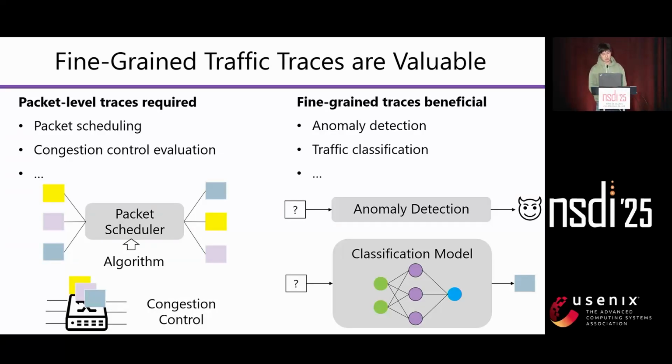We can categorize the use cases into two types. The first, some applications require packet-level traces, such as packet scheduling and congestion control evaluation, because they directly study each packet's behaviors. And second, some tasks can work with coarse-grained data, but benefit from higher granularity, like anomaly detection and traffic classification and so on. In these cases, packet-level traces lead to better performance.